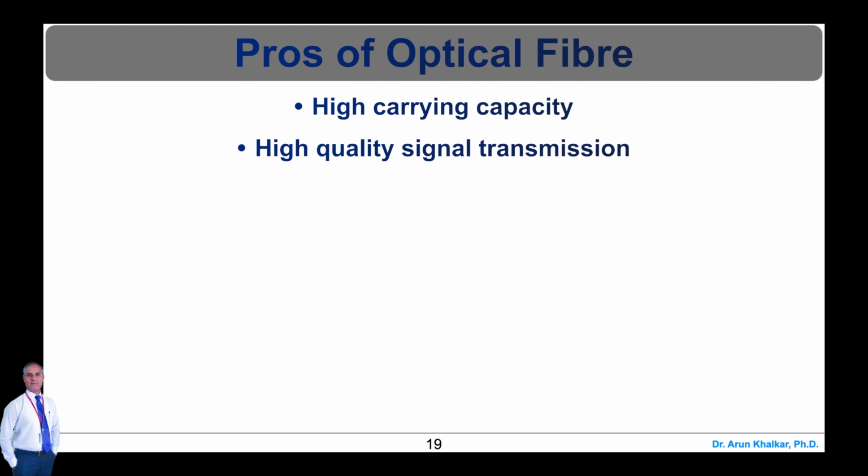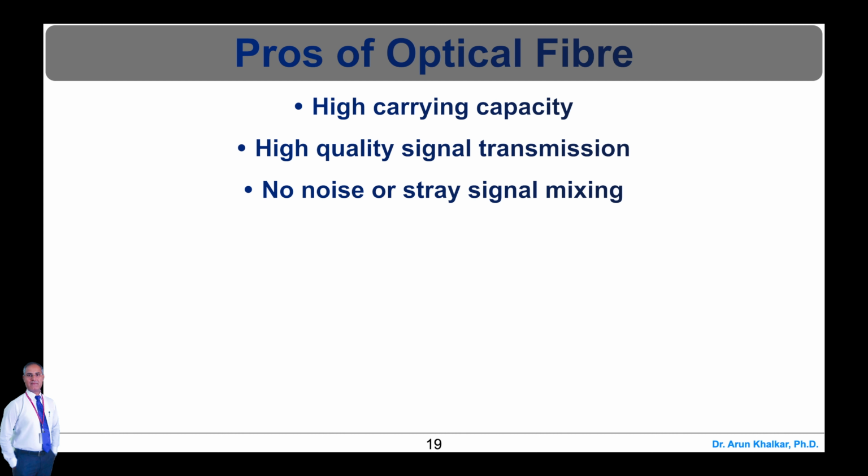Next one is high quality signal transmission. Signals from one optic fiber do not interfere with those of other optic fibers, which do not degrade the signal quality. No leakage of information is possible due to this. The signal degradation is very negligible as compared to the conventional copper wires. The optic fibers are made from dielectric material which provides isolation between transmitter and receiver.